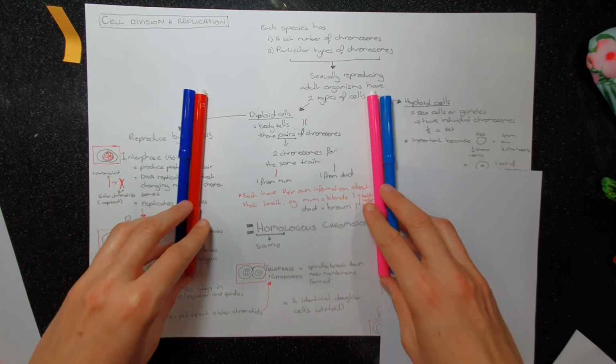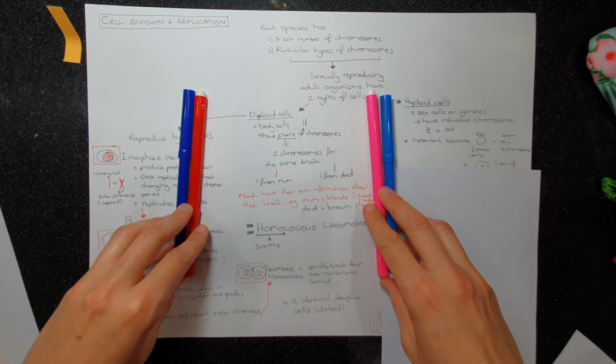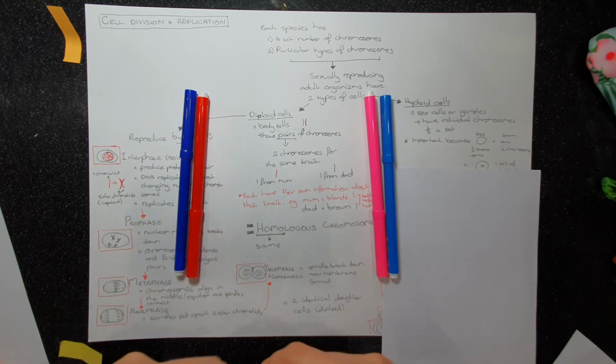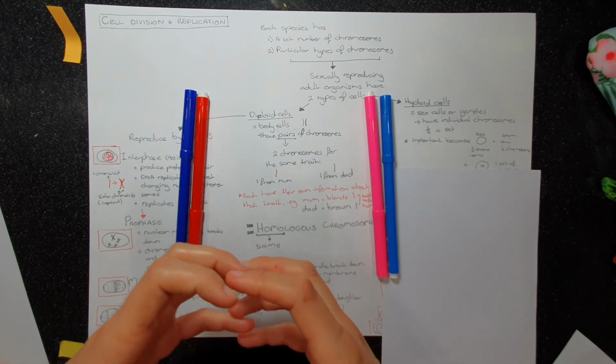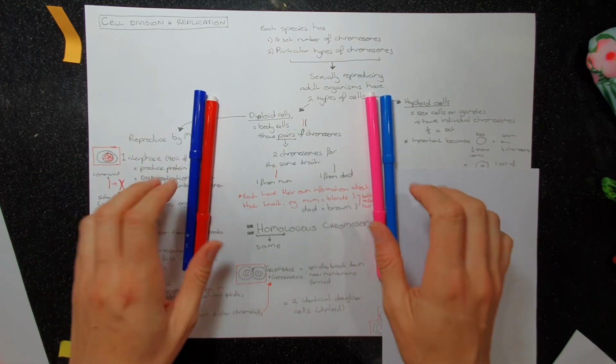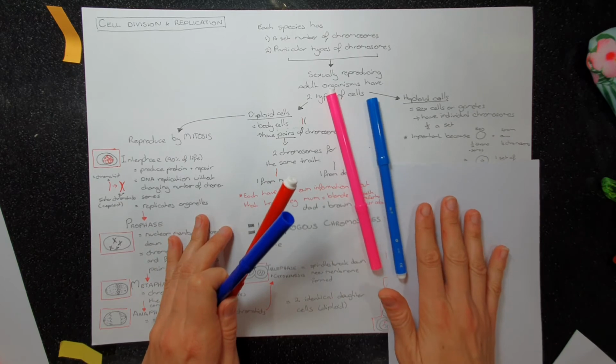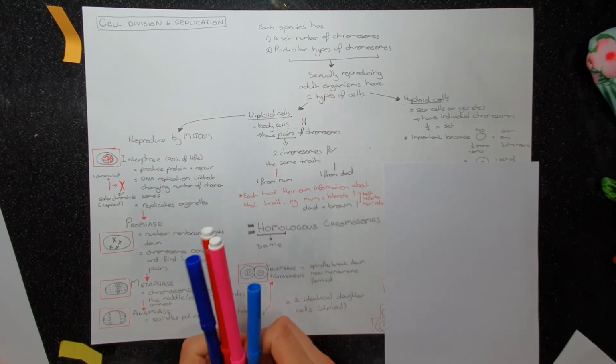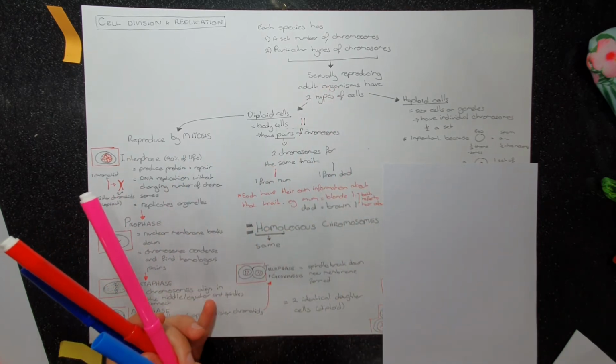And the other situation is repair. If you cut or graze your knee and you need more skin cells there, your skin cells will divide and split in order to create more identical skin cells. So diploid body cells are reproduced by mitosis.